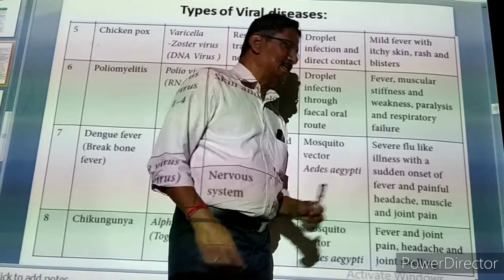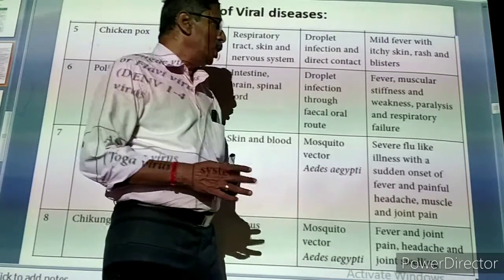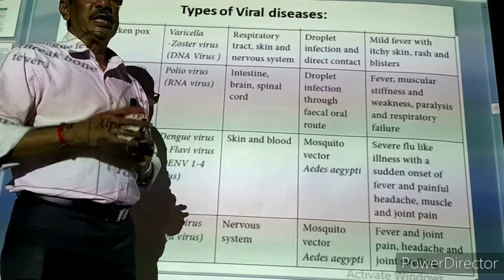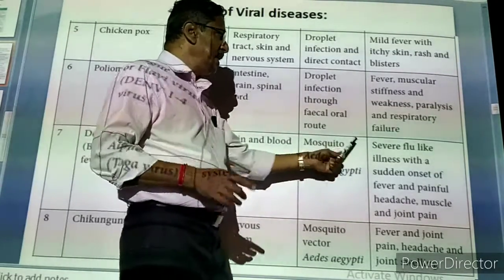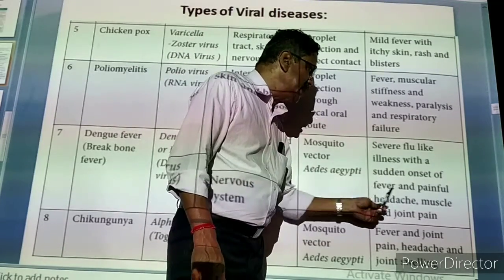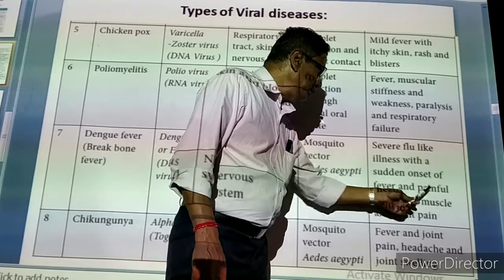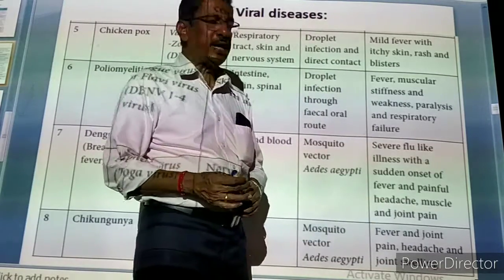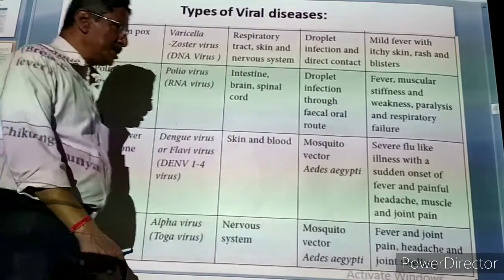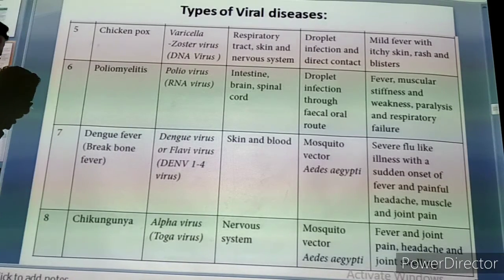Severe flu-like illness with a sudden onset of fever. Now flu, it is also called influenza-like. It is a respiratory problem. Severe flu-like illness. Illness means sickness with sudden onset of fever. Quickly, all of a sudden the fever will rise up, and a painful headache. Severe headache will be there. Muscle and joint pain will be there. The last disease we are going to study is chikungunya.